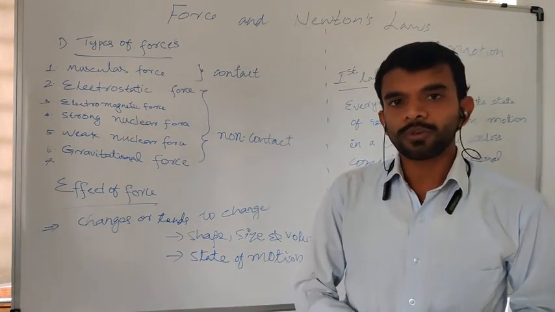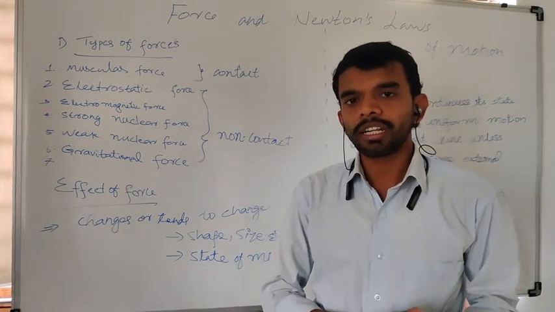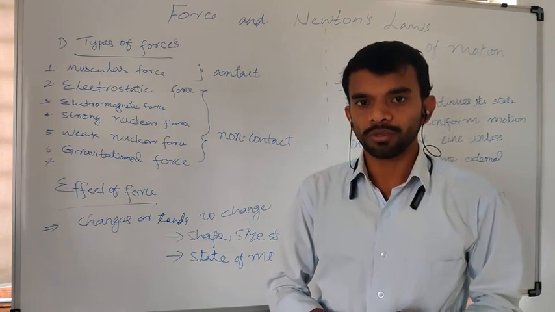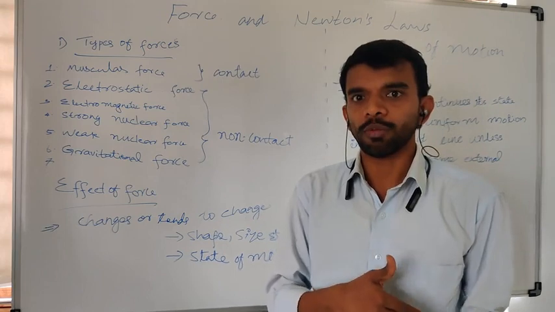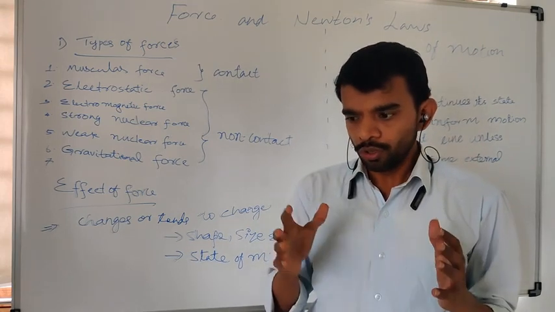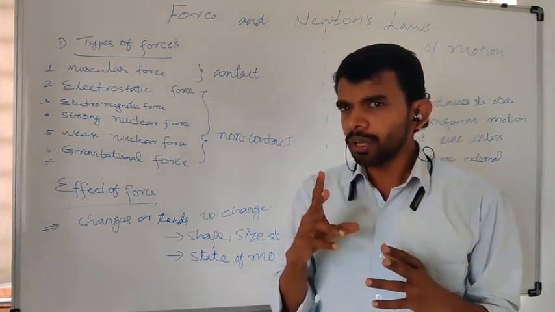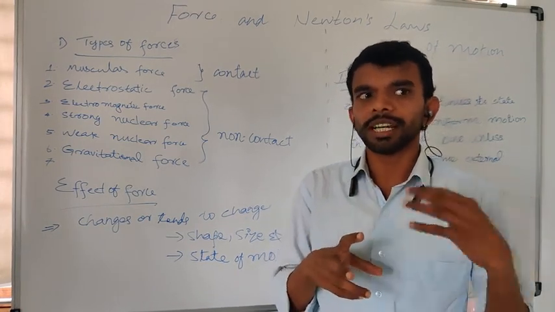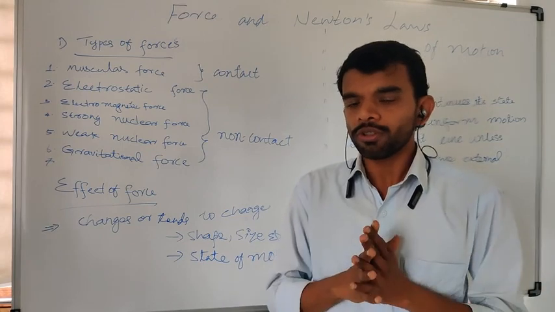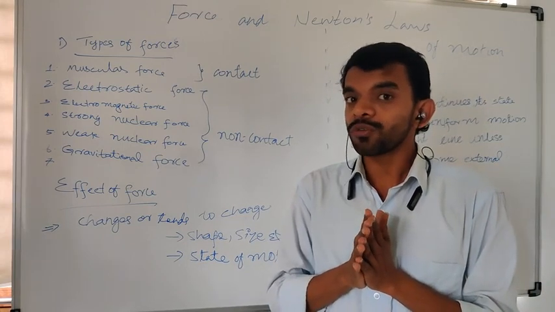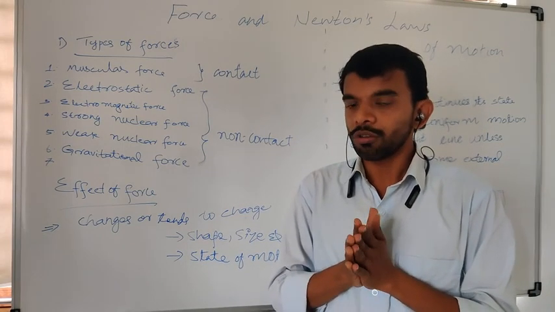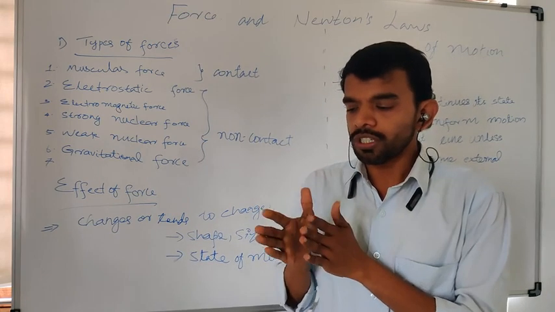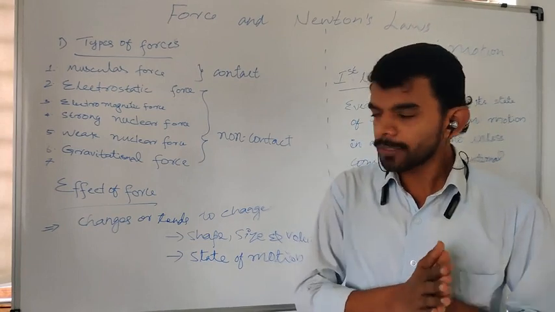So what is force? We have already learned that force is a push or pull. Force can be applied in the form of a push or pull. In order to push or pull, there should be at least two objects: one that is pushing, and the other that is being pushed. So force is the interaction of two or more bodies.